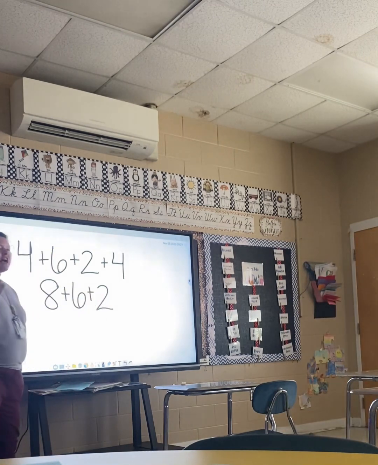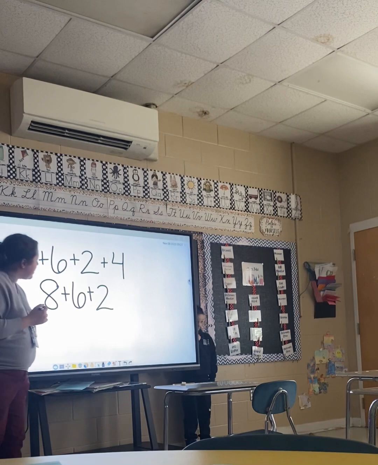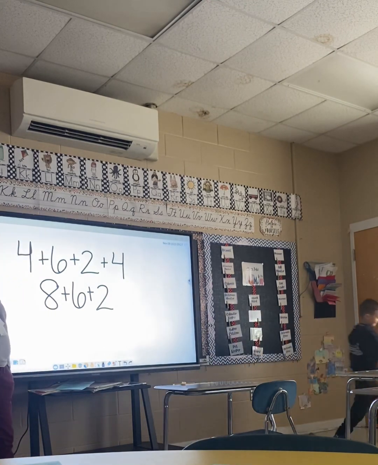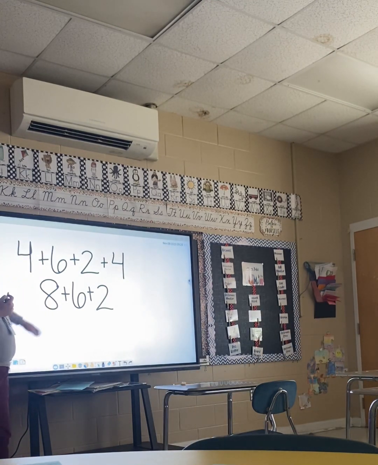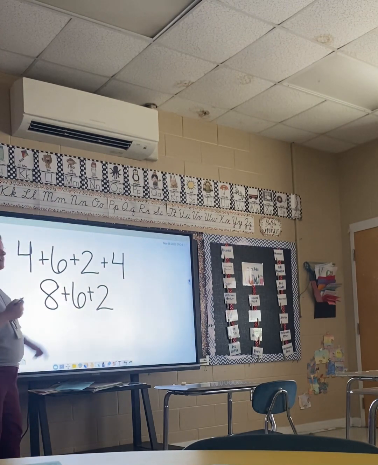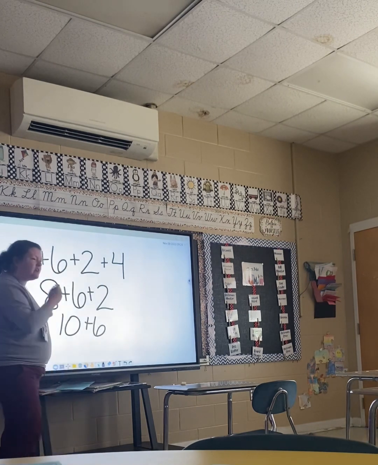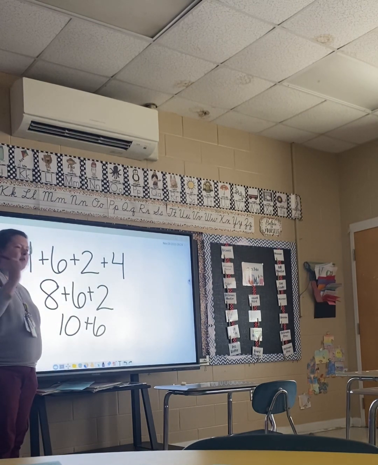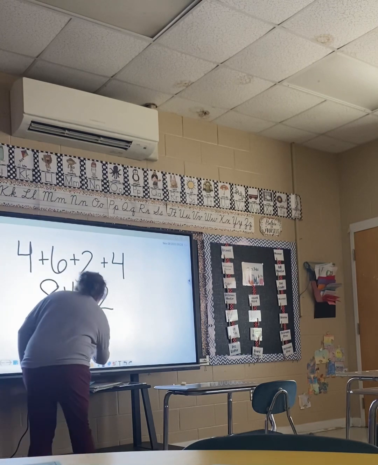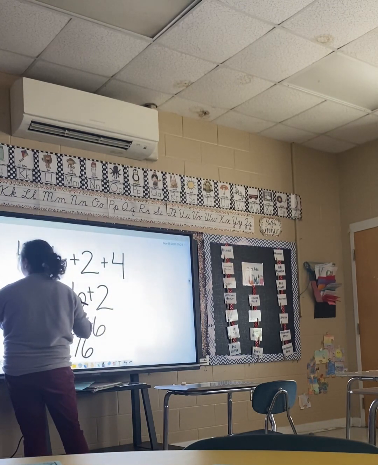Do you see another strategy we can use here? What's the other strategy we can do? 8 and 2. What do 8 and 2 make? 10. 8 and 2 make 10. So now we have 10 plus 6. Kinsley, what is 10 plus 6? 16. Very good.